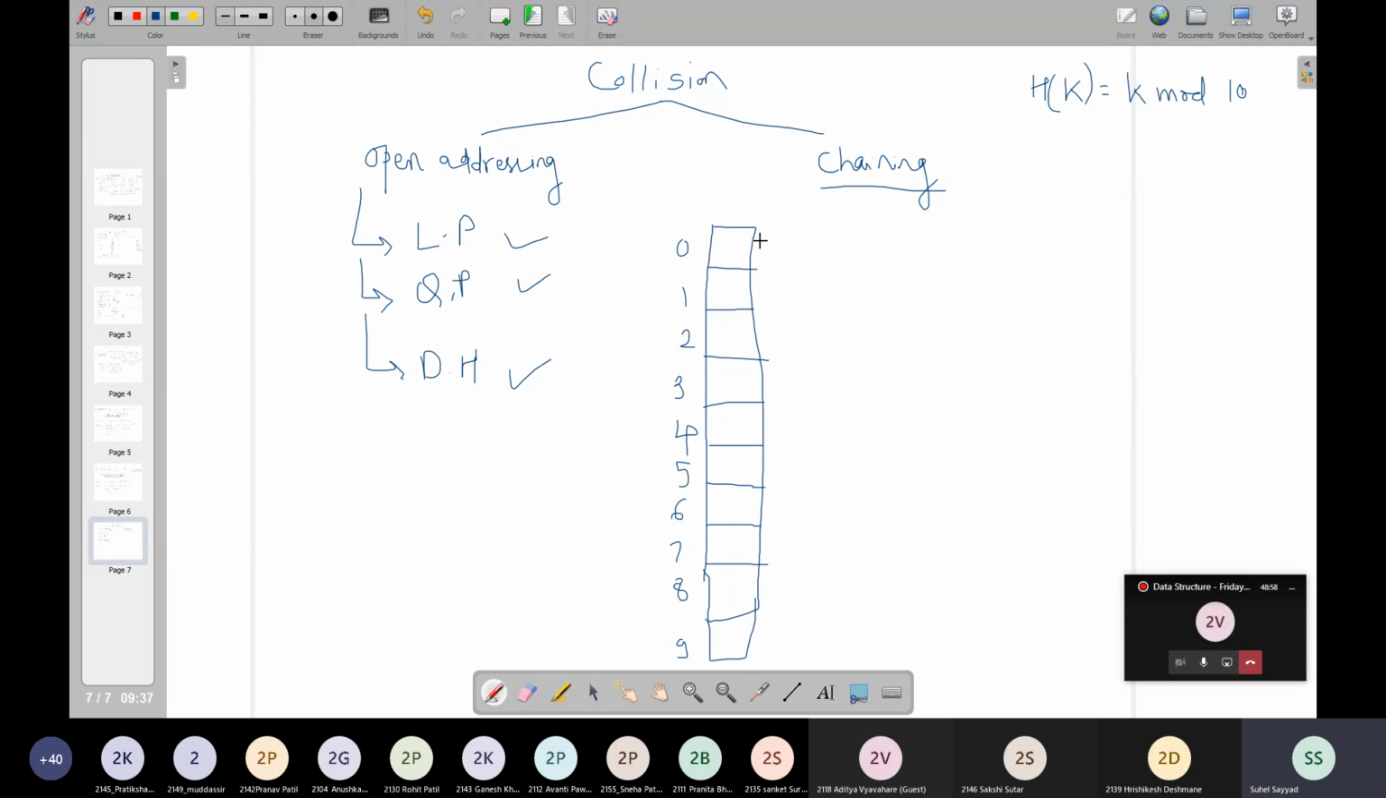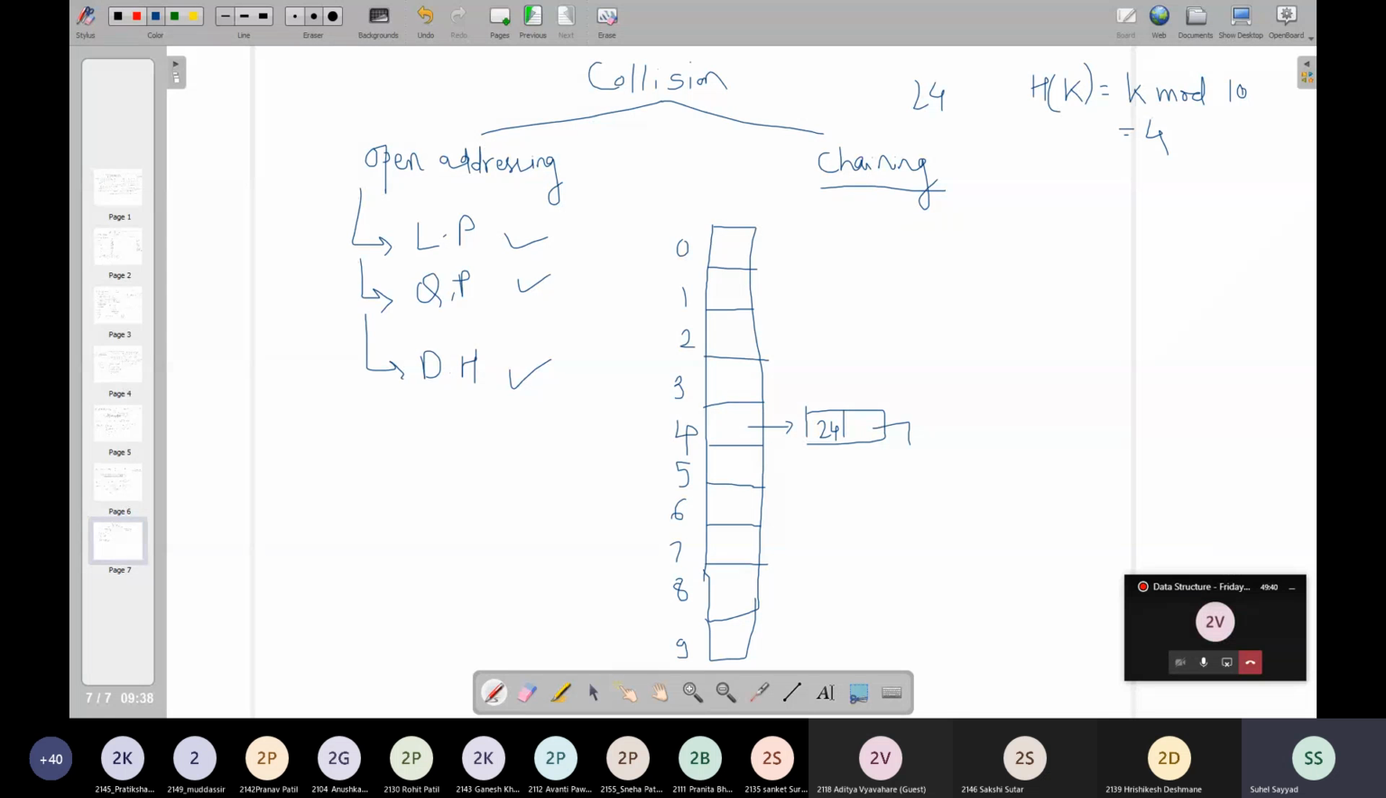Okay, so now if I ask you to store 24 in this, 24 mod 10, you will get the answer 4. So on 4, this is nothing but your external reference pointer. You can assume these are your 10 external reference pointers. So I'll be storing 24 in the linked list which is my 5th linked list, which is indexed as 4. Here I'll be storing 24.